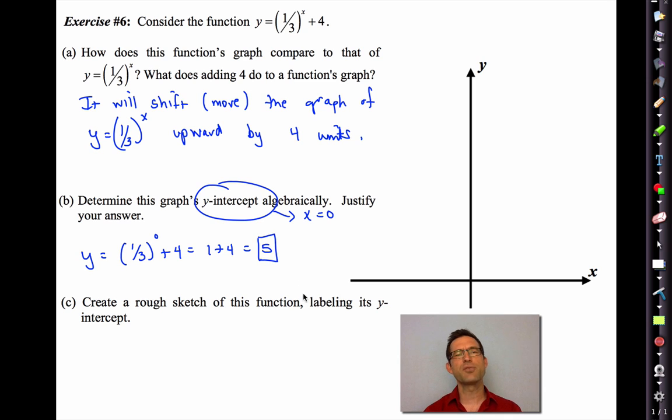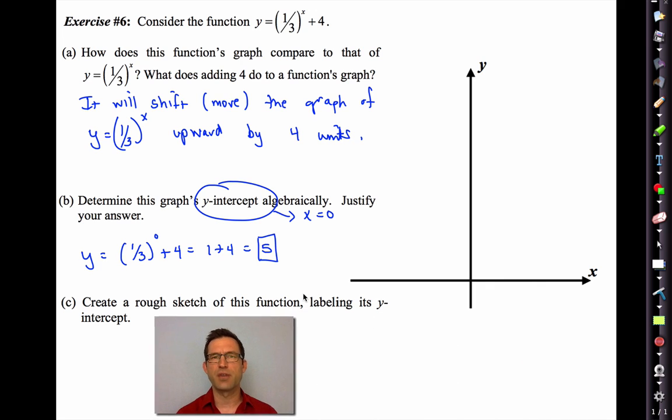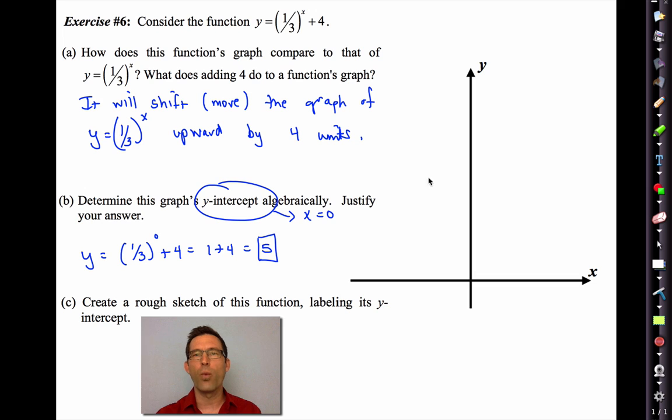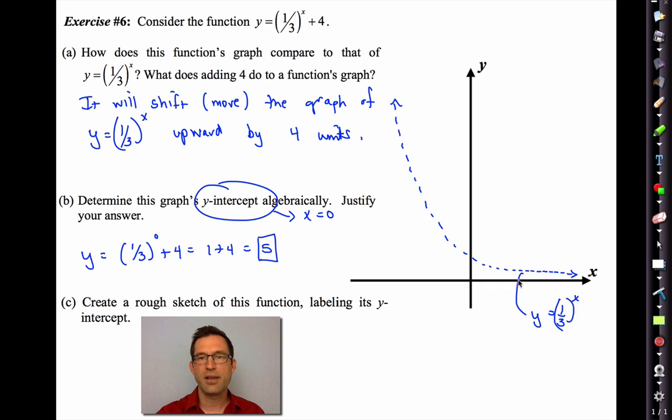Letter C says, create a rough sketch of this function labeling its y-intercept. Well, this is a decreasing exponential function, but normally 1/3 to the x would look something like this. I'm going to draw it in dashed. This would be what 1/3 to the x would look like. All right, so this is y equals 1/3 to the x, and it would have a y-intercept at 1. But what we've done is we've shifted everything up 4 units. 1, 2, 3, 4.